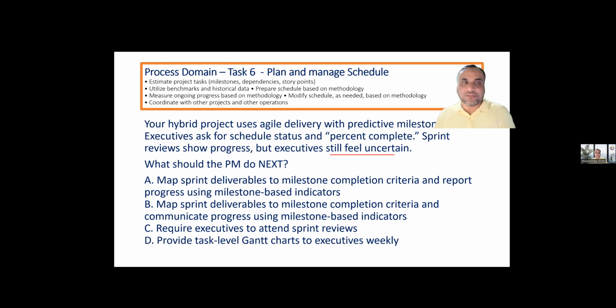C: Require executives to attend sprint reviews. D: Provide task-level Gantt charts to executives weekly. A and B are very confusing. Even I was reading it and felt that maybe they were just copied and pasted, but they have a different word. So read A and B carefully to help you guys. C and D are not the answer because executives can attend, but we invite stakeholders. The purpose of a review meeting is not the progress. The purpose of a review meeting is the feedback.